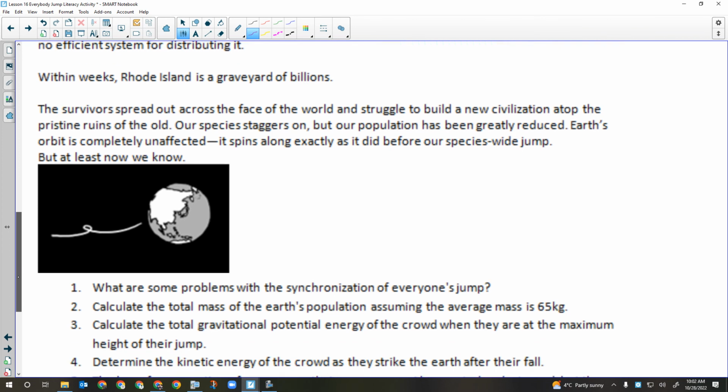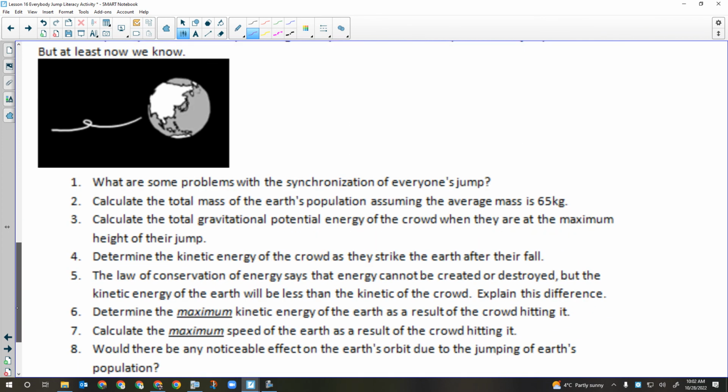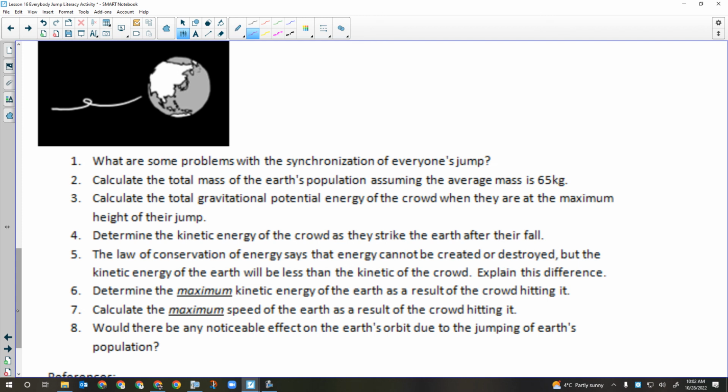Okay, so let's have a look at some questions here to do with this thing. What are some problems with the synchronization of everybody's jump? We just said at the stroke of noon, everybody jumps. Does your watch read the same as mine? Half of you don't even wear a watch anymore, you just use your phone. It might not. If you're using your phone, everybody's clock is going to be close to the same because they synchronize with the cell network. But remember, the cell network was down.